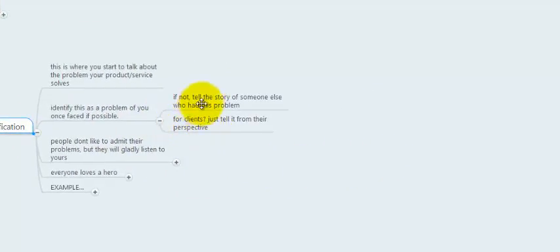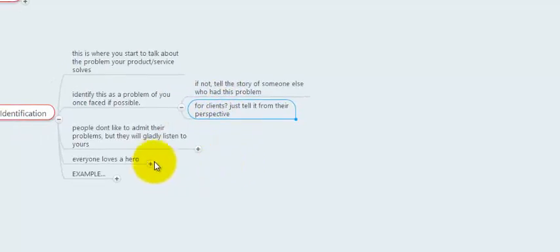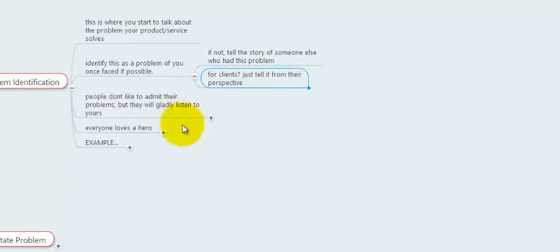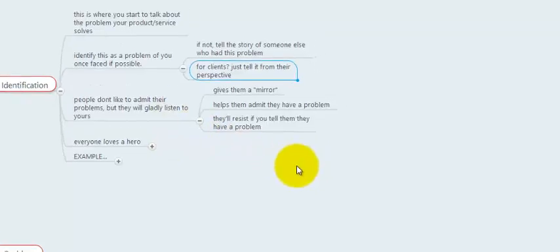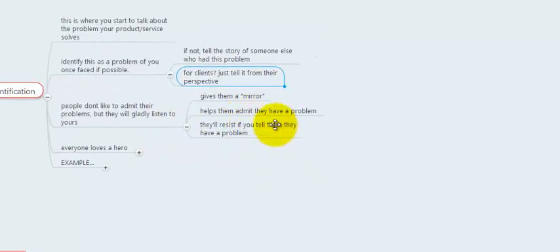Like I said, I've already covered some of this, so I'm just going to skip through it. People don't like to admit their problems, but they will gladly listen to yours. It gives them a mirror to look through and helps them admit they have a problem, and they will resist you if you tell them that they have a problem.